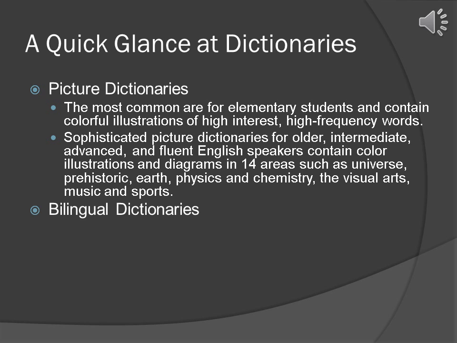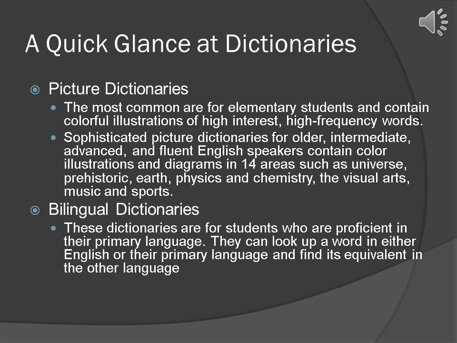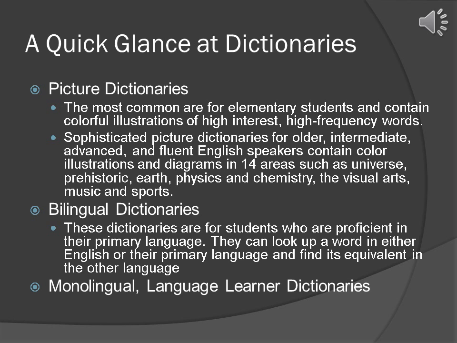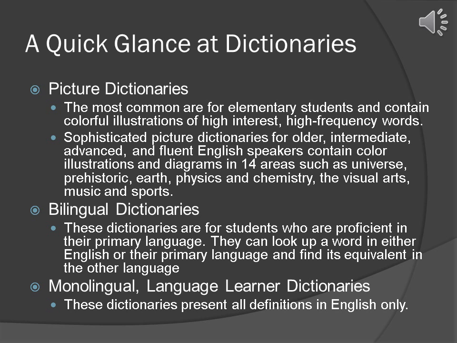Another dictionary is the bilingual dictionary. These dictionaries are for students who are proficient in their primary language. They can look up a word in either English or their primary language and find its equivalent in the other language. The last dictionary is the monolingual or language learner dictionary. These dictionaries present all definitions in English only.